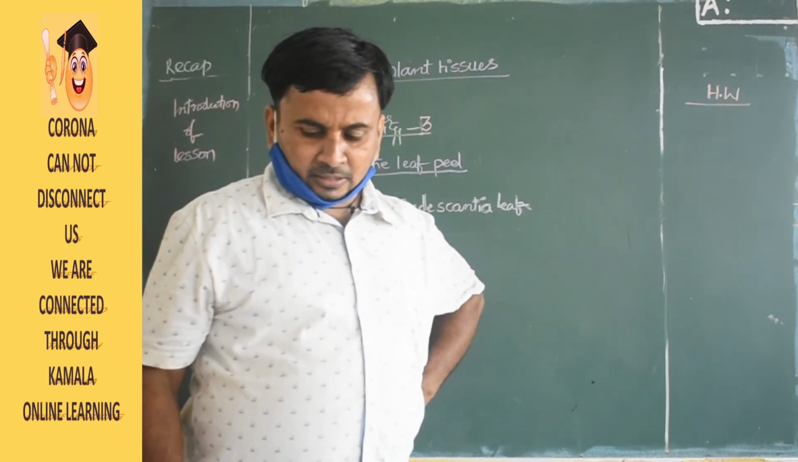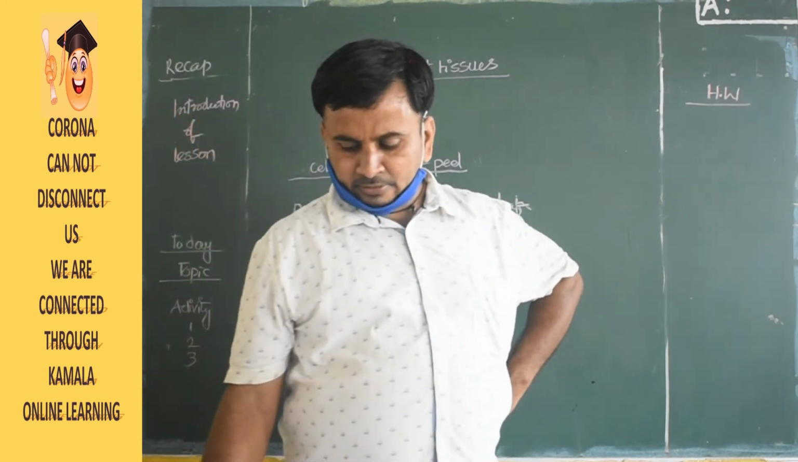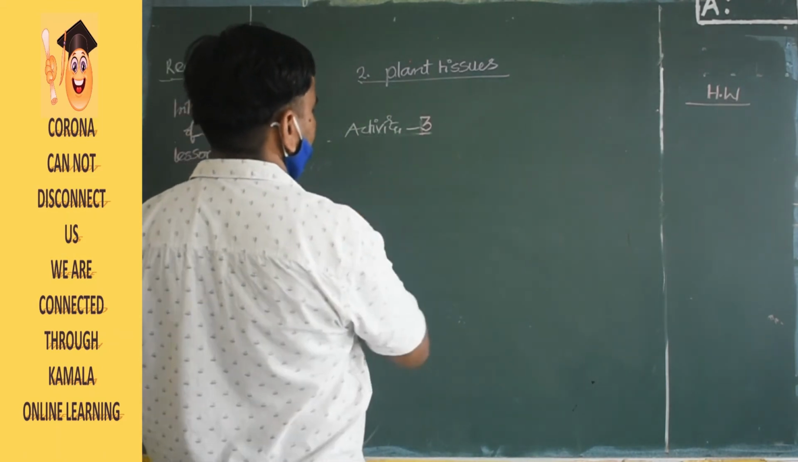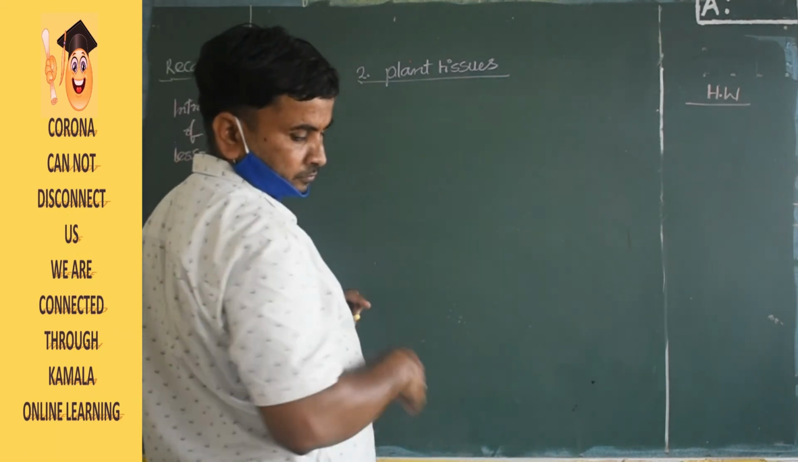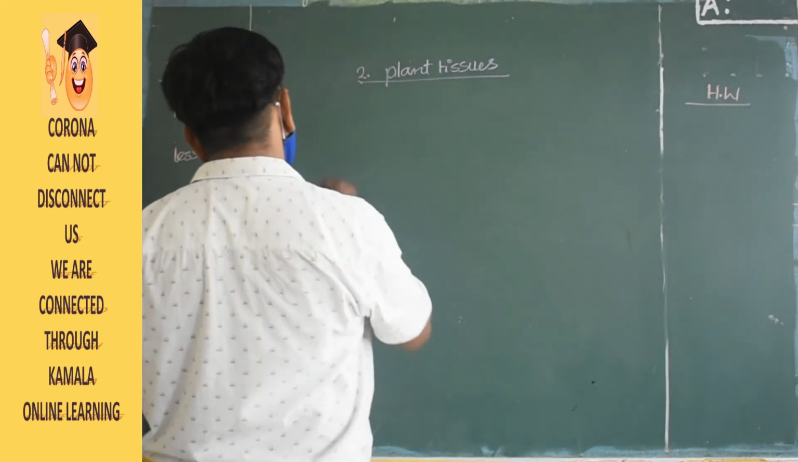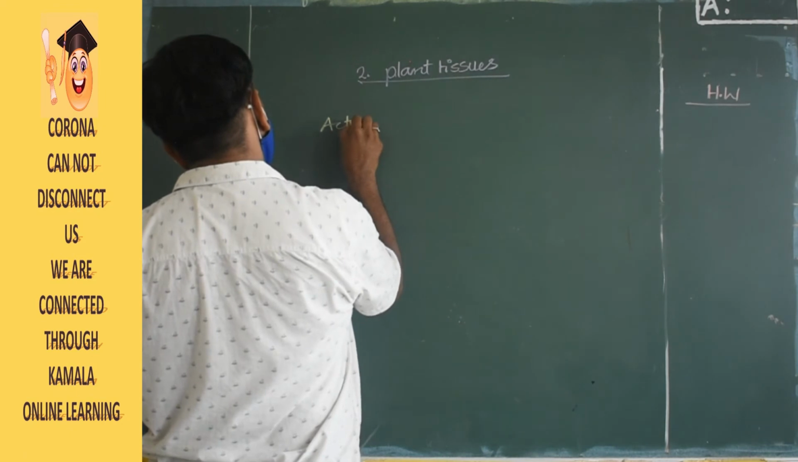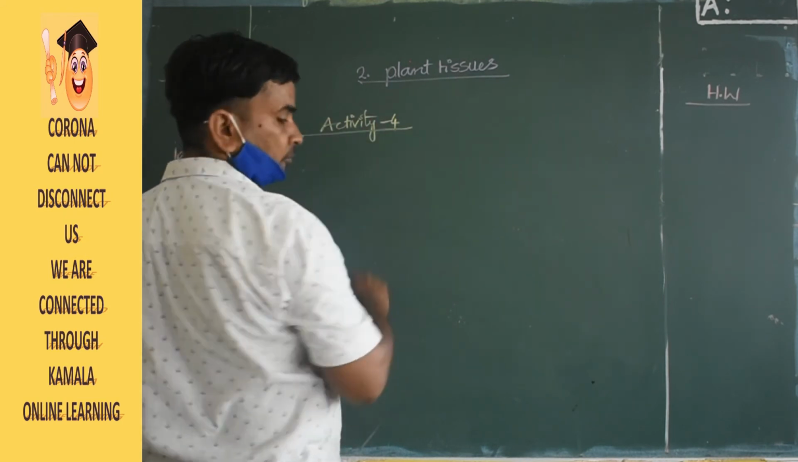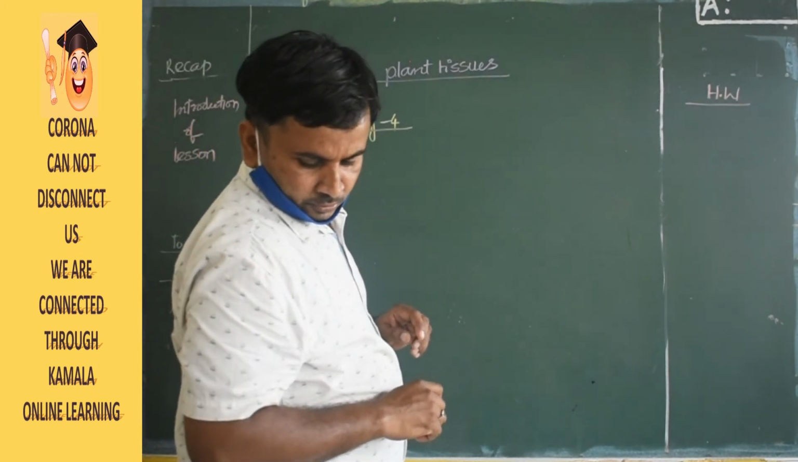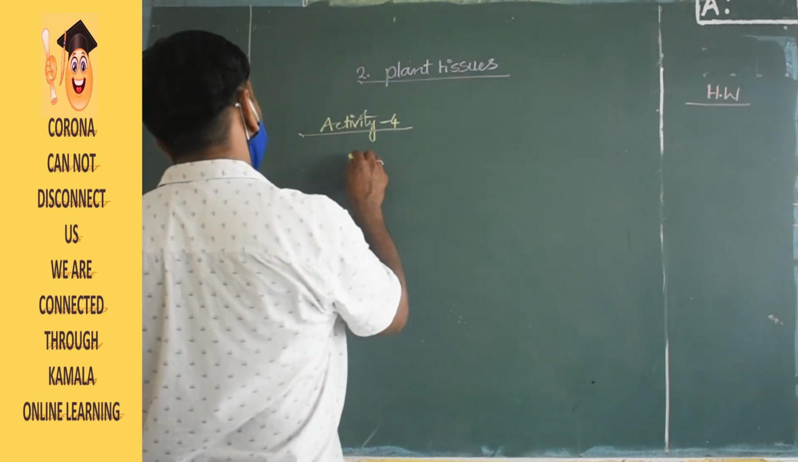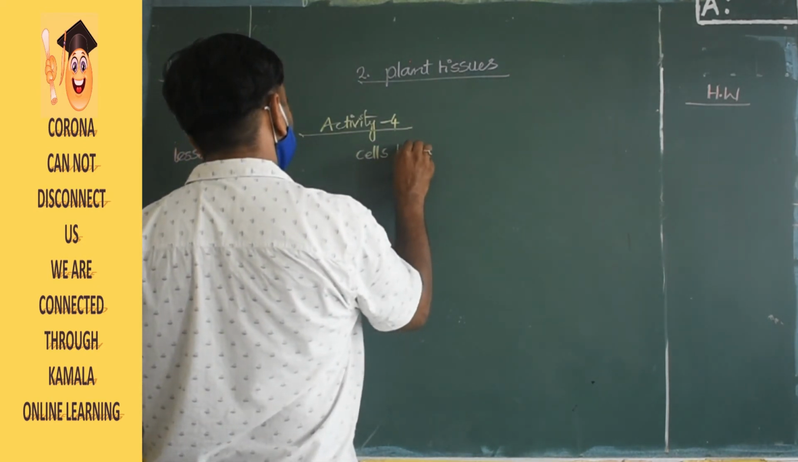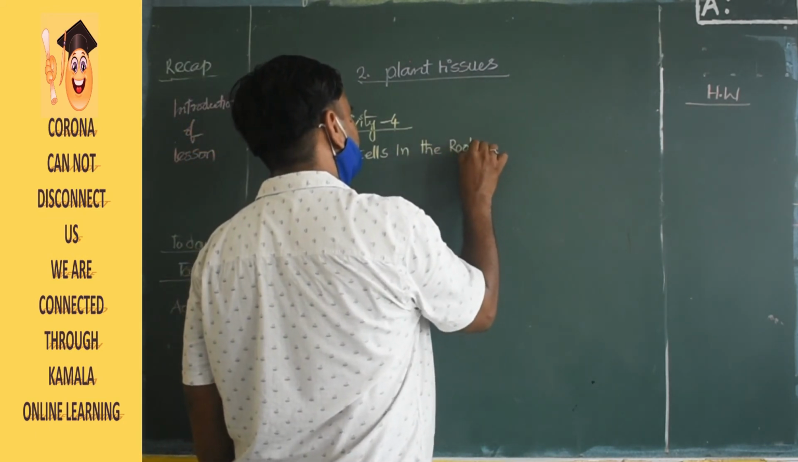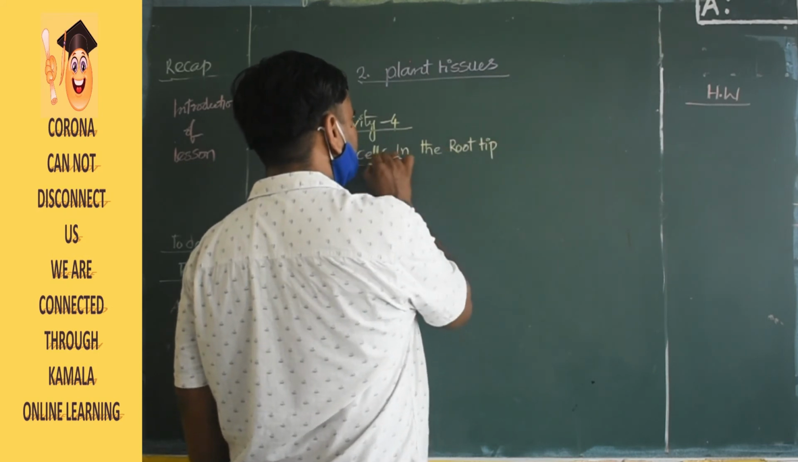Next we will discuss activity 4, that is, cells in the root tip. Activity 4: cells in the root tip.